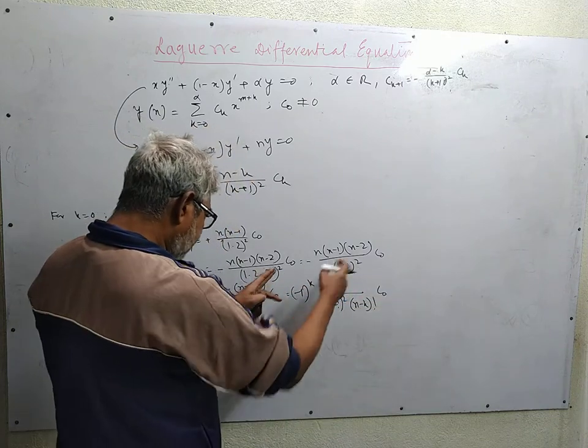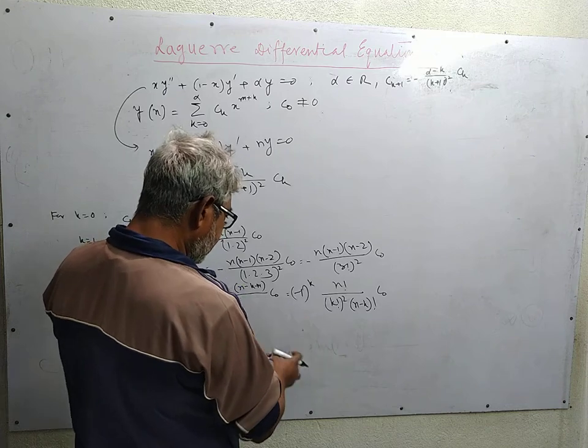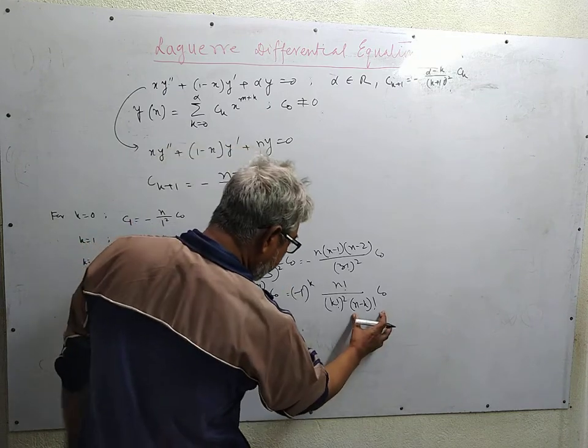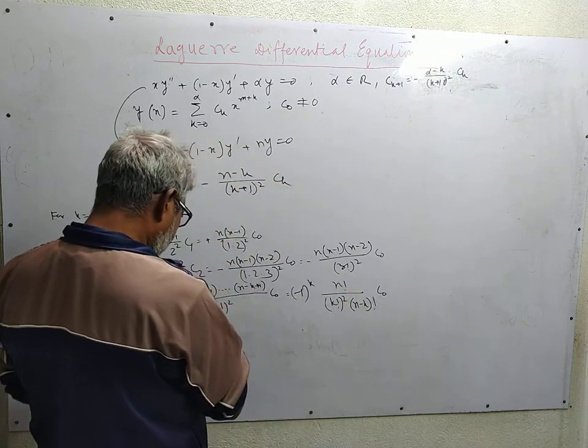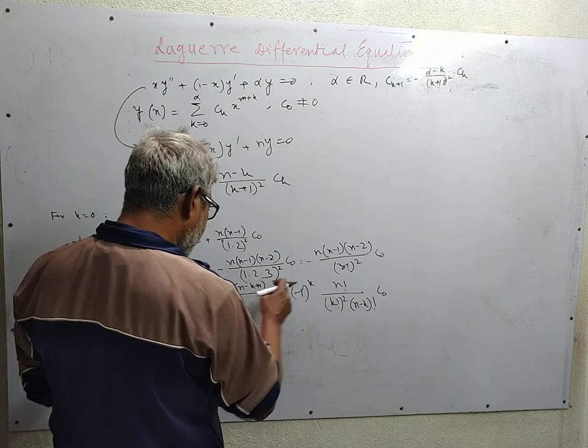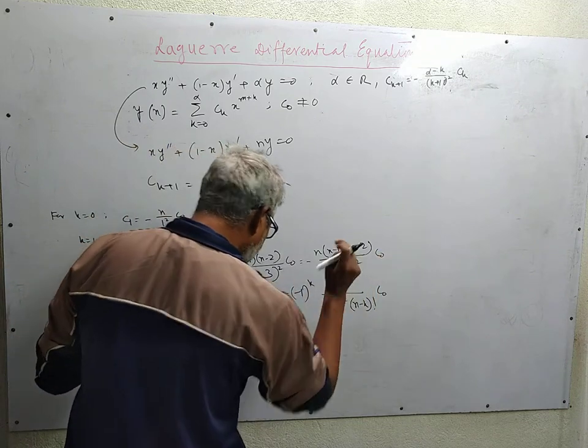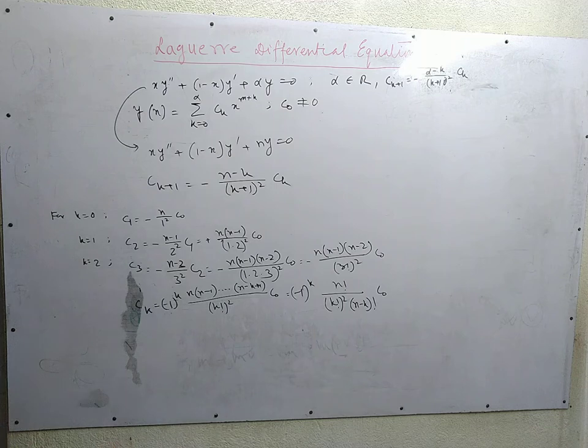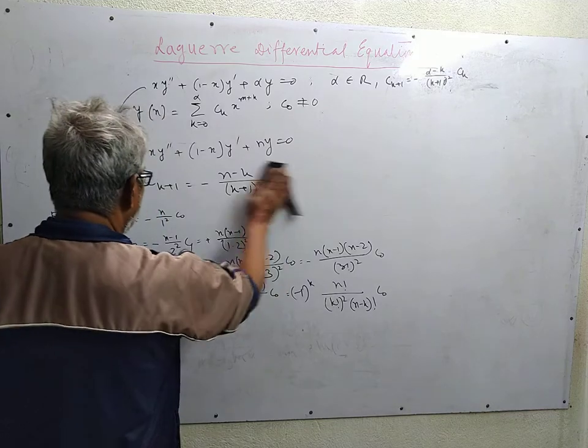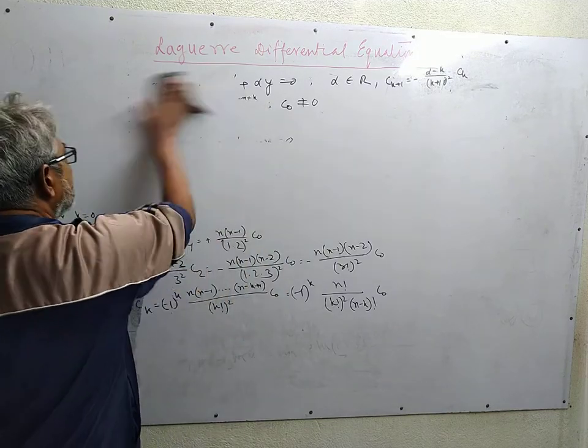And we adjust the following term in the denominator. So in the denominator we get n minus k factorial, and in the numerator it is n minus 1, right to 3, 2, 1. So that is n factorial. So this is the general term, which readily leads to the series for Laguerre polynomial.